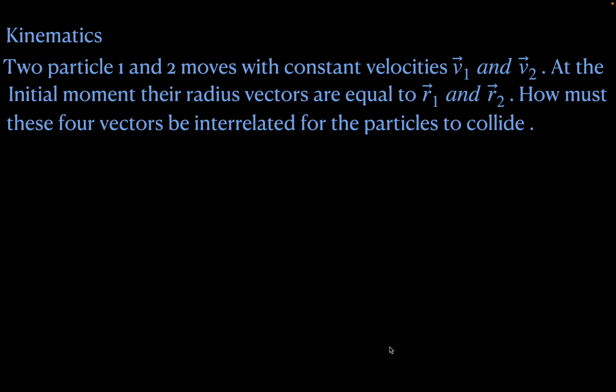The question is, two particles 1 and 2 move with constant velocities vector v1 and vector v2. At the initial moment, their radius vectors are equal to vector r1 and vector r2. How must these four vectors be interrelated for the particles to collide?